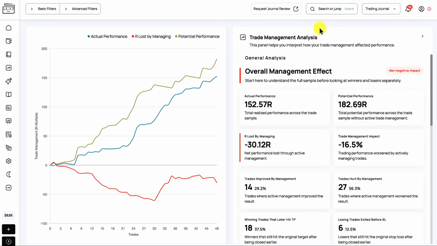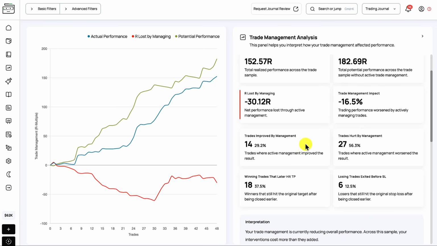So let's take a look at the statistics. The statistics summarize the data here, but it gives you a little bit more. So whereas actual performance, potential, and loss by management refer to the 3 lines, here you can see how much you are actually losing by actively managing your trades. So this trader is clearly losing money by actively interfering with their trades.